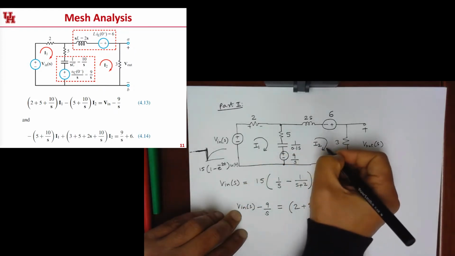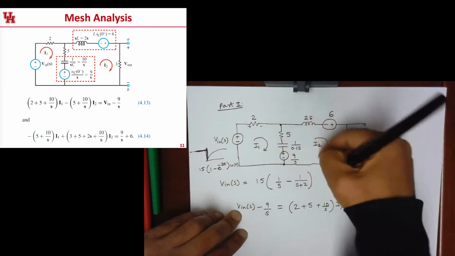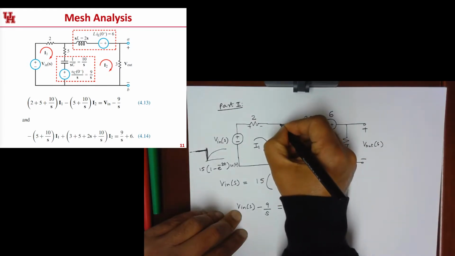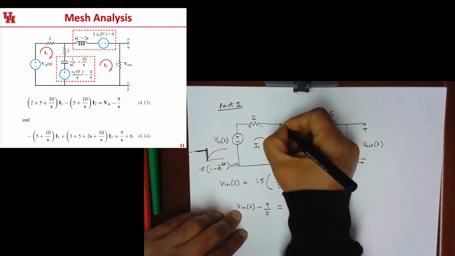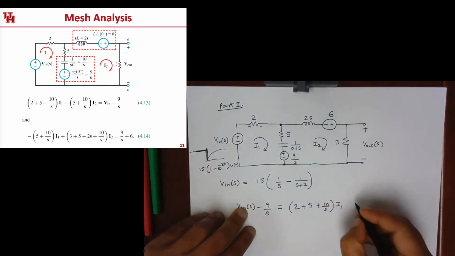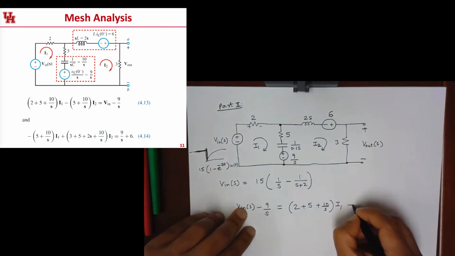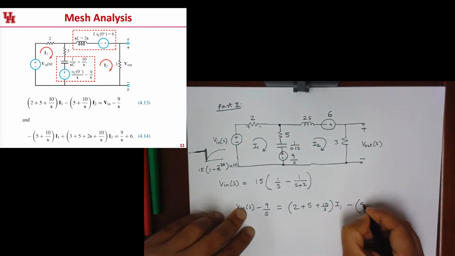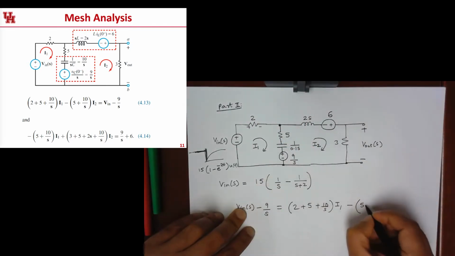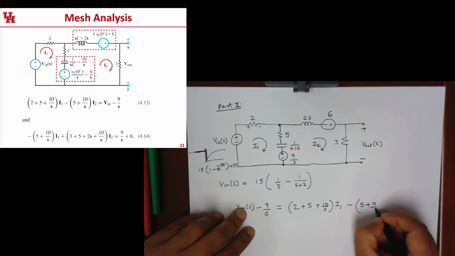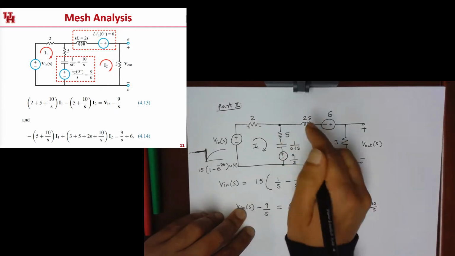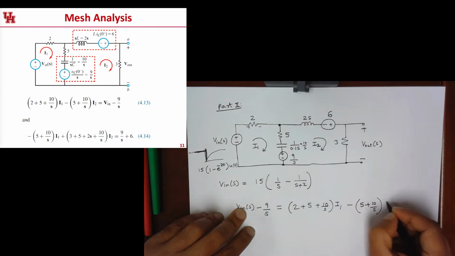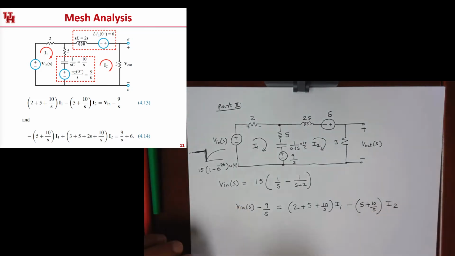But then the current I2 is going to be flowing in the opposite direction through this section of the circuit, the one between this dot and this dot. So that's going to be minus the sum of the impedances along this path, which is 5 ohms for this, plus 10 over S for this one, so this is 10 over S, times I2.